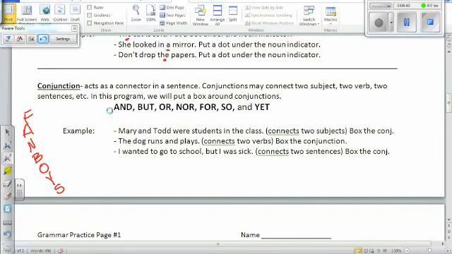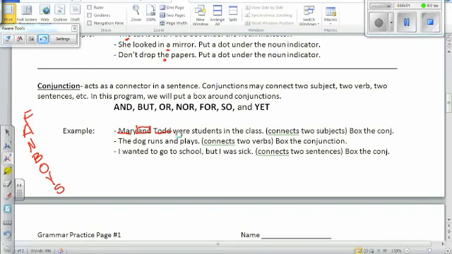Well, we see the word and is in our list, and this gives us a hint that it connects to subjects. So here we will put a box around and. Then our hint is that we have Mary as the subject and Todd as the subject. We are able to have two subjects because we have a conjunction.